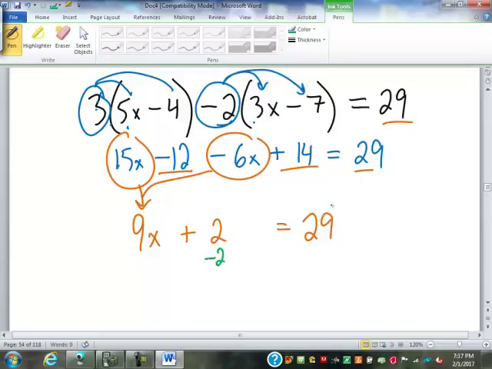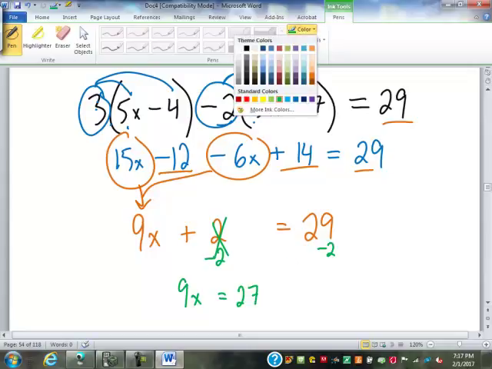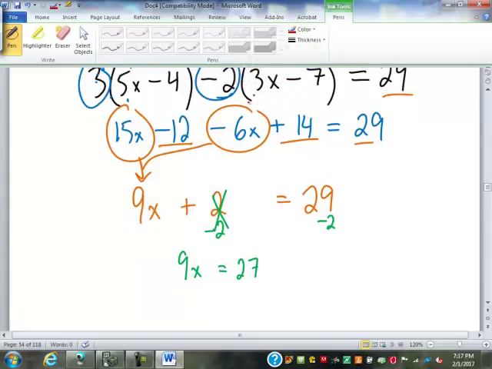Subtract 2 on both sides. Yep, we're back to solving it just like our other equations. We subtract 2. We got 9x equals 29 minus 2 is 27. And then divide by 9. x equals 3. And again, you could go back and replace all the x's with 3's to make sure it works out.